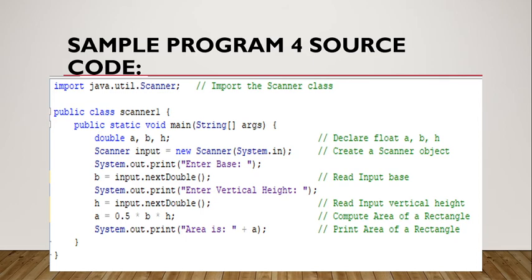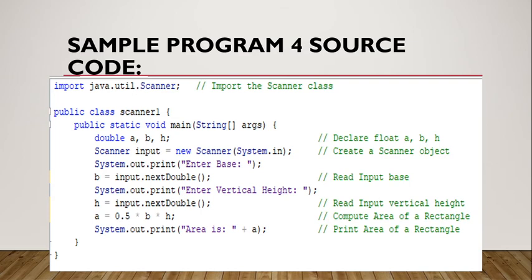Import java.util.Scanner, this will import the scanner class. Public class Scanner1. Public static void main, String args. Float a, b, h, this will declare a, b, h. Scanner input equals new Scanner, System.in, this will create a scanner object.